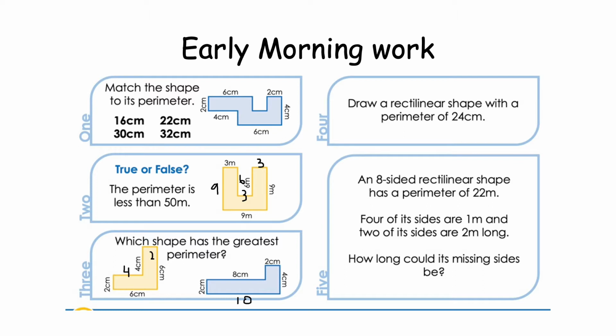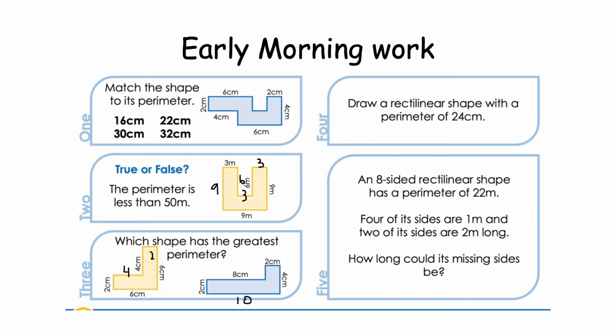Okay then, let's go through the answers. So, match the shape to its perimeter. I've got the measurements of 2 centimeters and I'm going round anti-clockwise. 2 centimeters, add 4 centimeters, add 2 centimeters, add 6 centimeters, add 4 centimeters, add 2 centimeters, add 2, add 2 centimeters, add 2 centimeters, add 6 centimeters. And that comes to 32 centimeters.